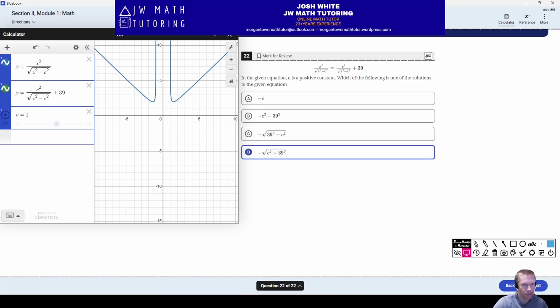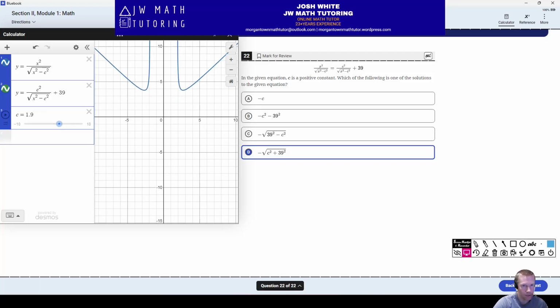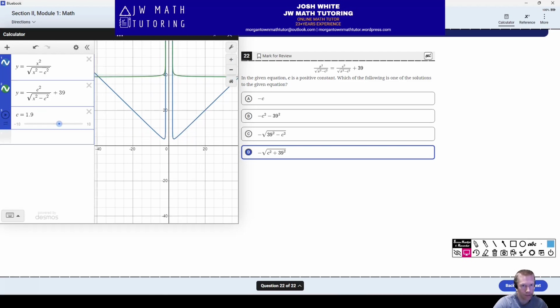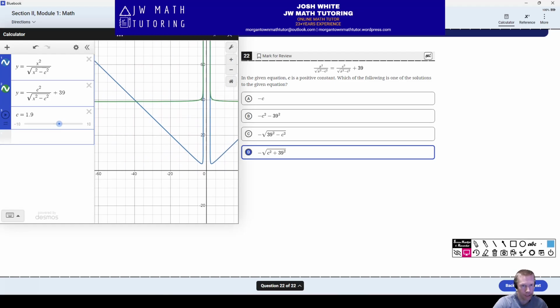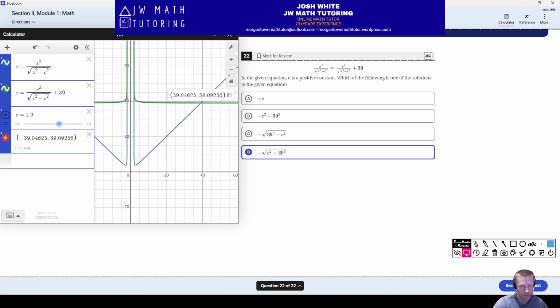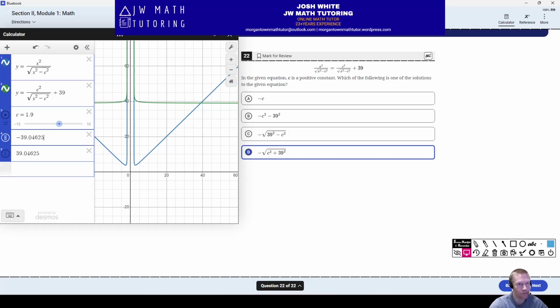Okay, now I'm going to add a slider for C. Okay, there we go. So we're looking for where these two things intersect. We've got one here, we've got one here. So let's just export those. Okay, and we're only concerned with the x value, so I'm just going to delete this. Notice it's just plus and minus the same number, right?